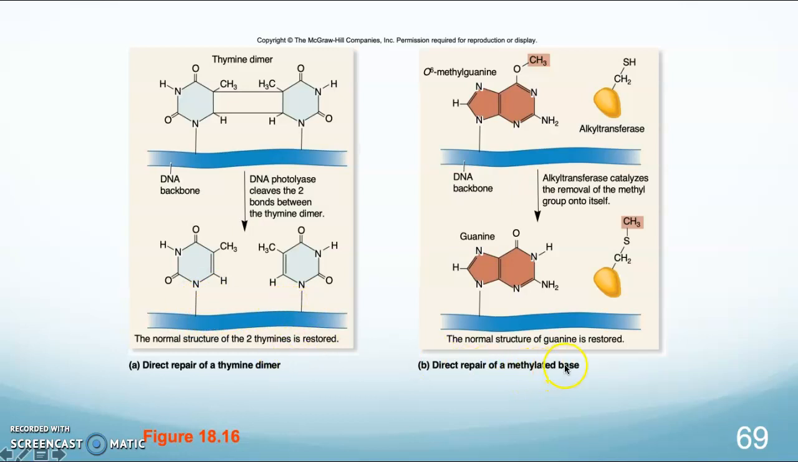We can also get the direct repair of a methylated base. So in this case, we have a methylguanine. We have our alkyl transferase that can come in. It can actually remove that methyl from this and completely take it away, and we go back to what would be our normal structure of guanine.